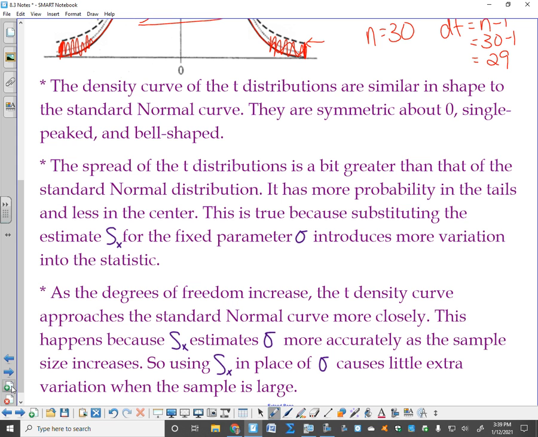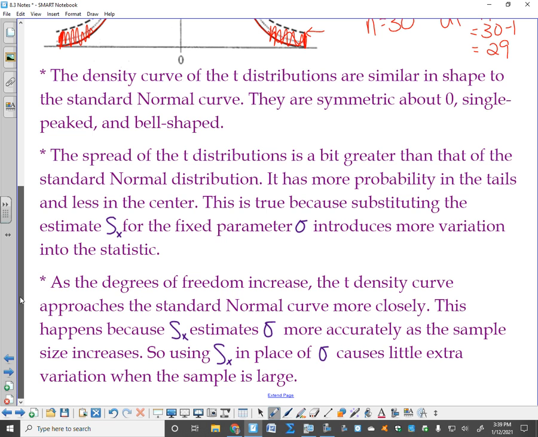As the degrees of freedom increase, the t-density curve approaches the standard normal curve more closely. This happens because S sub x estimates sigma more accurately as the sample size increases. So as your sample size increases, it gets less variable, and S sub x approaches what the true sigma would be, and it looks a little bit more normal. So using S sub x in place of sigma causes a little extra variation when the sample is small.